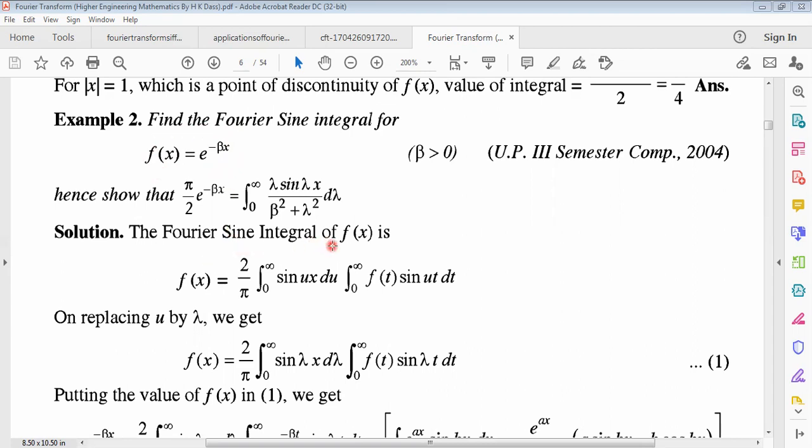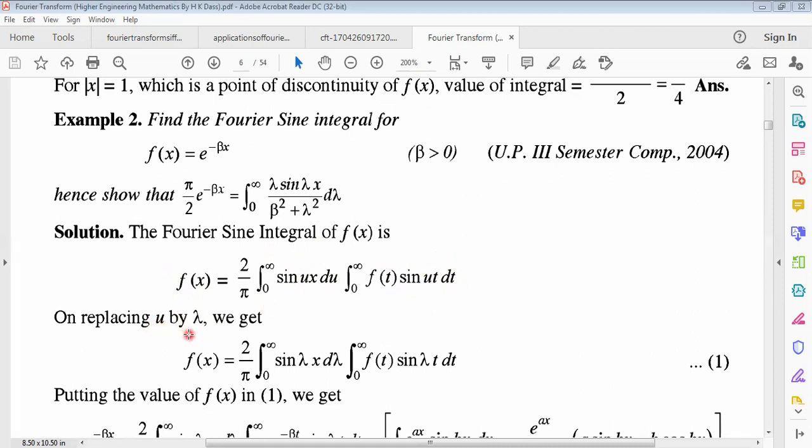Now, the Fourier sine integral formula: f of x equals 2 by pi, integral from 0 to infinity of sine ux du, integral from 0 to infinity of f of t sine ut dt. Remember it, this is the t part and this is the u part of the integration. We have proved this earlier by using the Fourier integral theorem. So this is the sine integral formula, and you have to remember it. This is the u parameter and this is the t parameter.